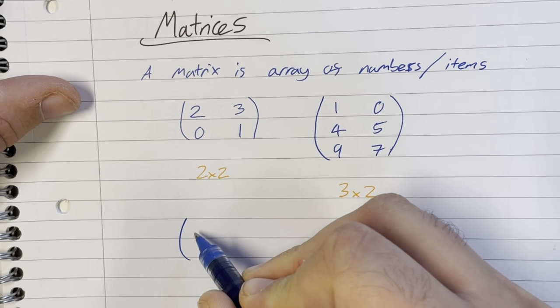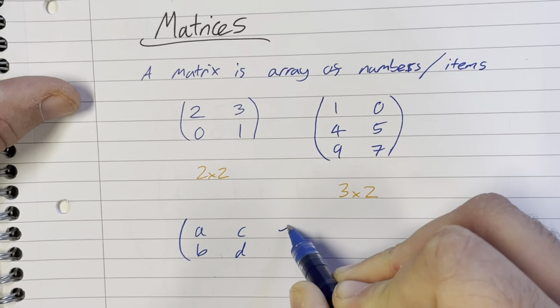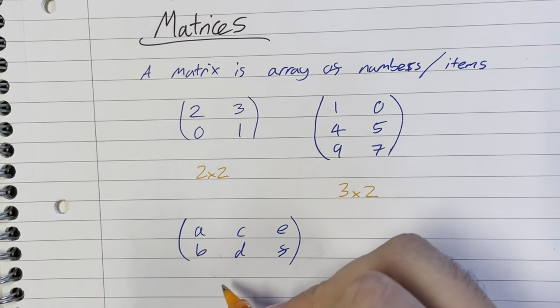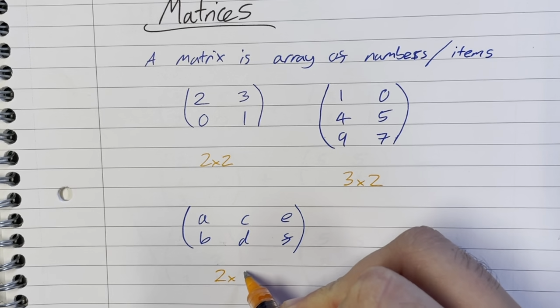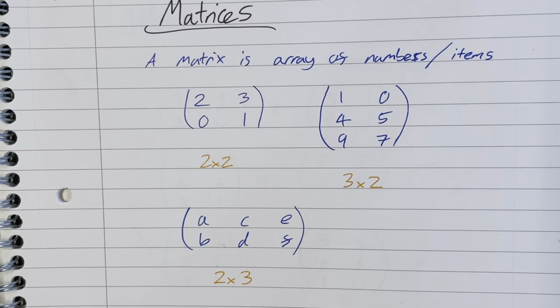So a 2 by 3 matrix would be something like this. So I'm going to call it A, B, C, D, E, and F. There we go. So we've got some algebra kicking around now. This one is a 2 by 3 matrix because it has 2 rows and 3 columns. It's the number of rows which is mentioned first. And that's essentially what a matrix is.